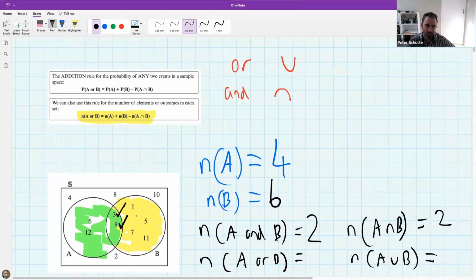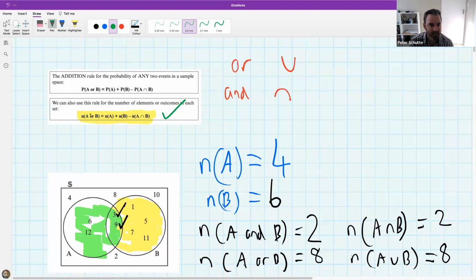So there's 2 here, there's 4 here. So that's 6, there's 2 here. So there must be 8. Now, this is fantastic news because this shows us what this law actually says.